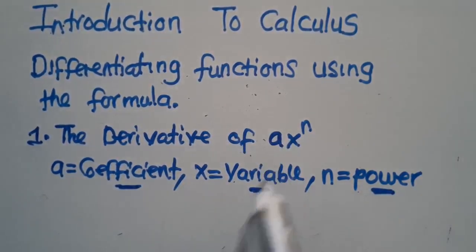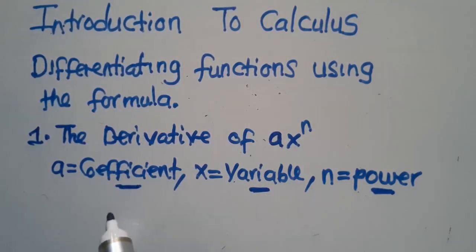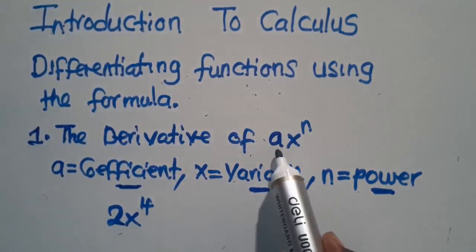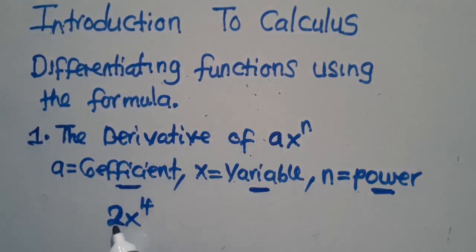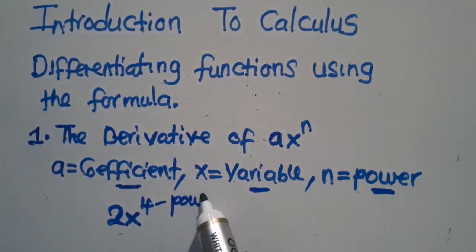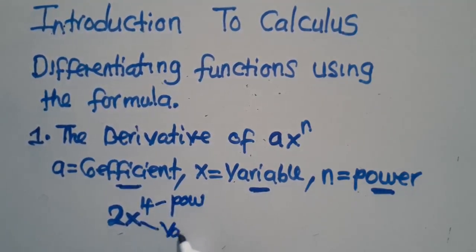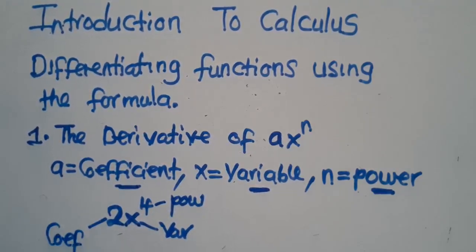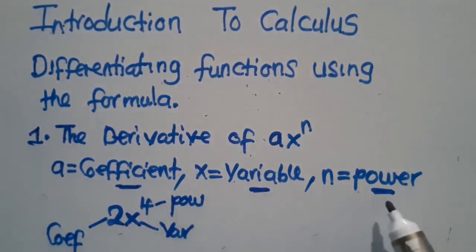This can also be written in this way, where we say 2x power 4. Have you seen? This 2 is in the position of a, so this is called the coefficient. This is called the variable. The 4 there is called the power. So just to interpret what we've written here.